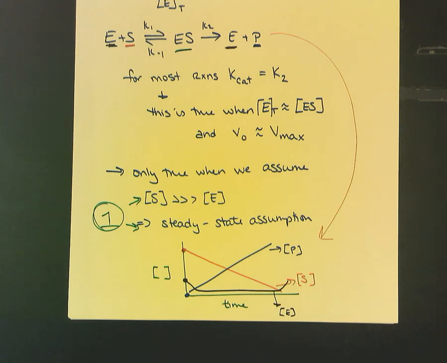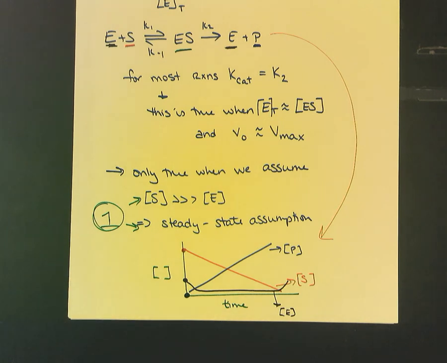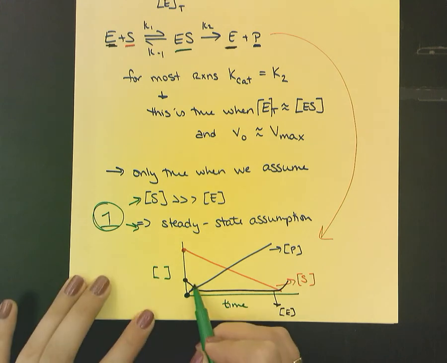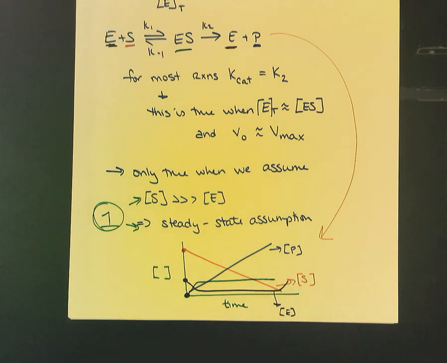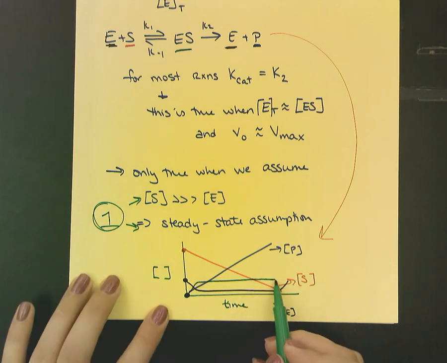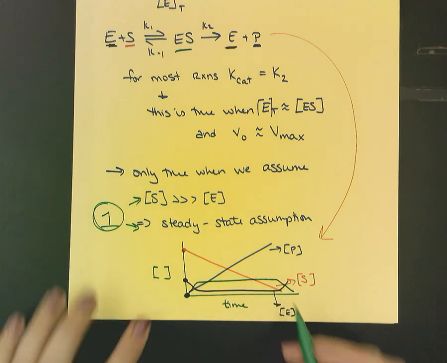So how much of enzyme substrate complex should there be at the very beginning of my reaction? None. There should be none, right? So it's also going to be down here at 0.0. As my reaction progresses, it should increase and then level off. What happens as my reaction progresses to the very end? It should decrease the same amount as my free enzyme increases.